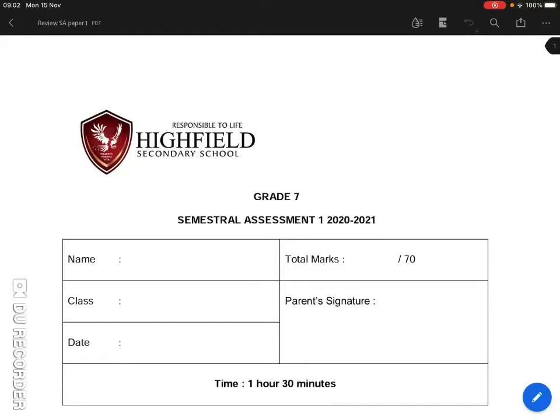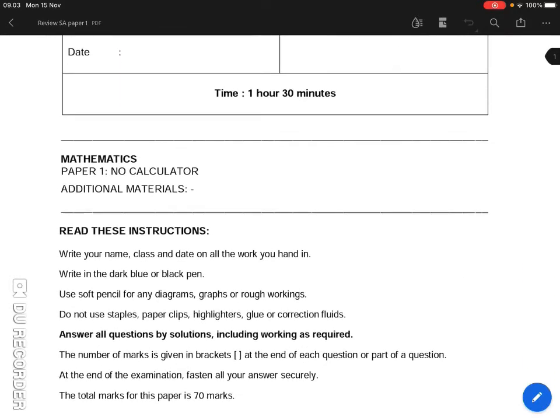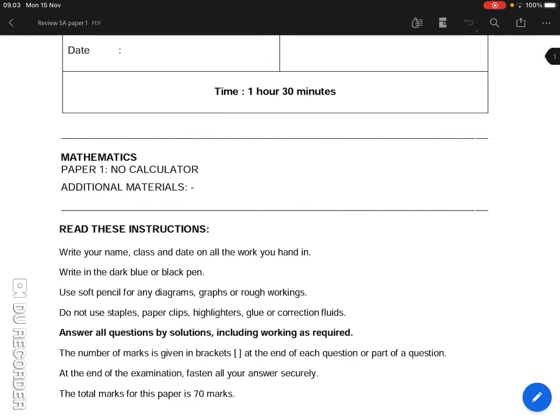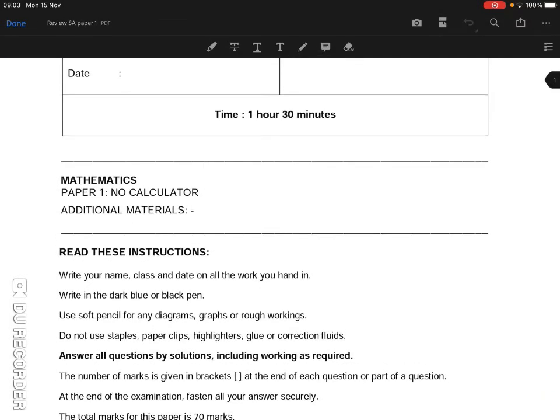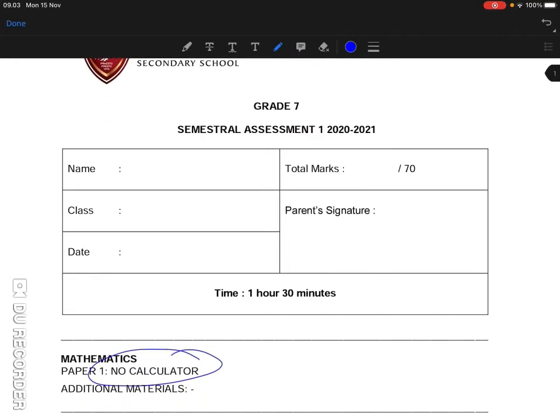I will show you how to do number 1 until 4, but before we move on to the questions, I will let you know about the information in semestral assessment 1 for mathematics grade 7. You will have 2 papers. The first paper, you are not allowed to use a calculator. It's stated in our paper, guys. No calculator, right? And for the time allocation, you have 1 hour and 30 minutes. The full mark is going to be 70.